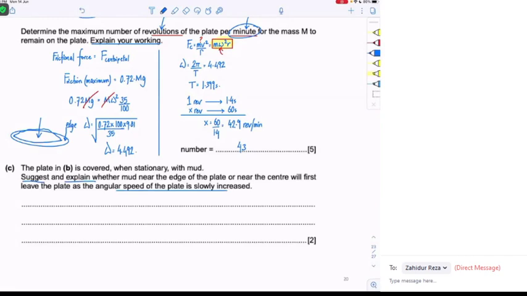So as you start increasing the speed, where will you notice the mud fly off first? The edge or the center? What do you guys think? Quite easy. I think now you should know by now what the answer is. If you keep spinning a plate at very high speed, right? Where will you notice the mud fly off first?